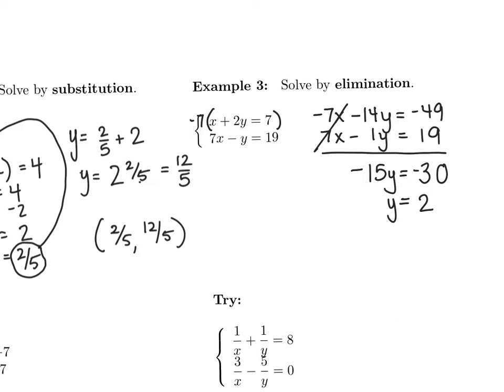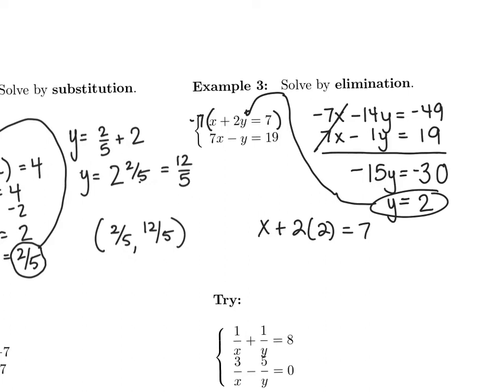So we need to plug in. The y is 2. It doesn't matter which one you plug it into. I'd go back and plug it into an original though. So I'm going to take this 2 and plug it in right there. So x plus 2 times 2 equals 7. x plus 4 equals 7, and x is going to equal 3. So your solution is 3, 2.